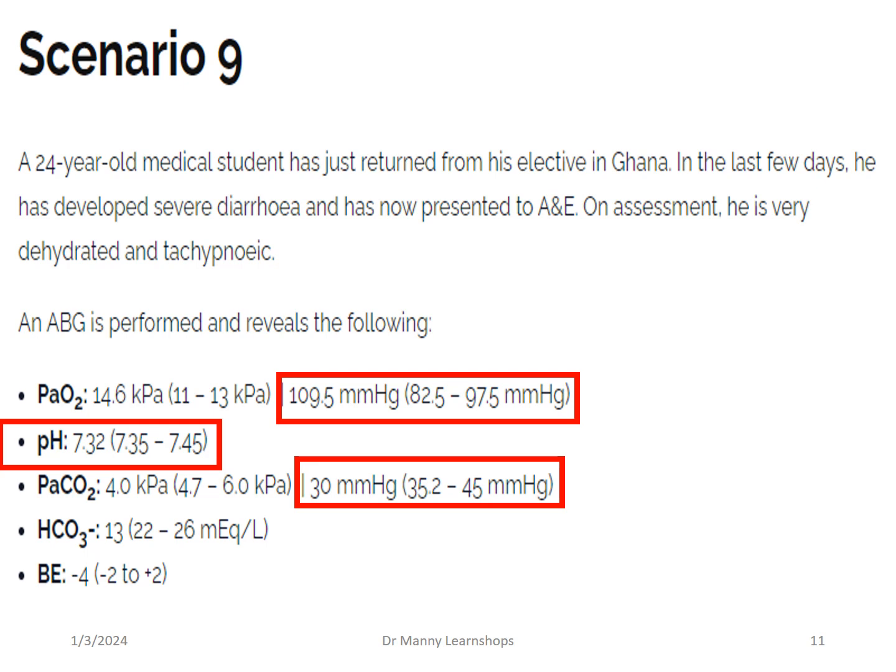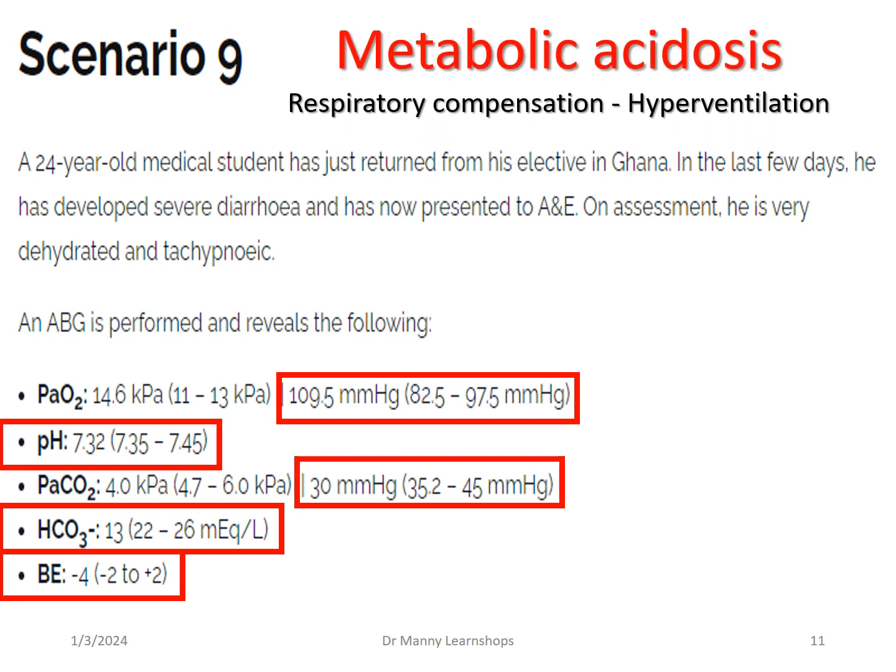The PaCO2 is low, indicating hyperventilation and alkalosis. The bicarbonate is very, very low, indicating a metabolic acidosis. It's being used up for some reason. And the base excess confirms that because it's low as well. So in our interpretation of the arterial blood gas, what you have is a metabolic acidosis with respiratory compensation as a consequence of hyperventilation.